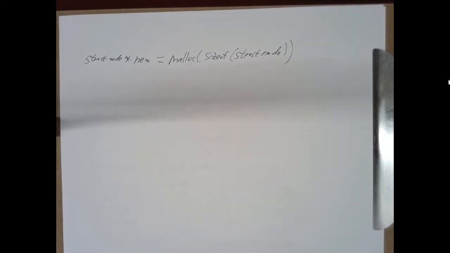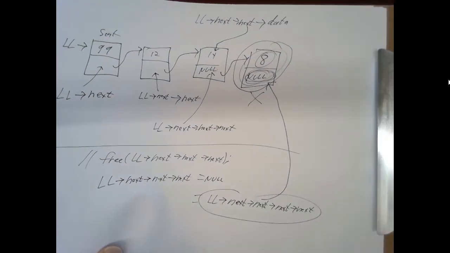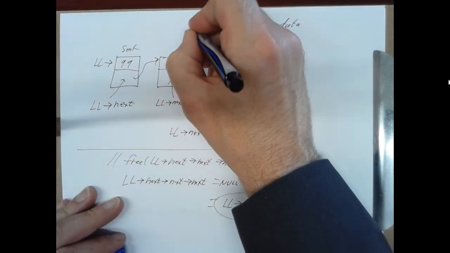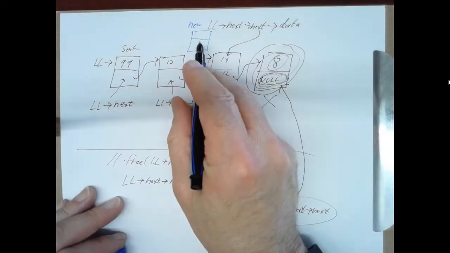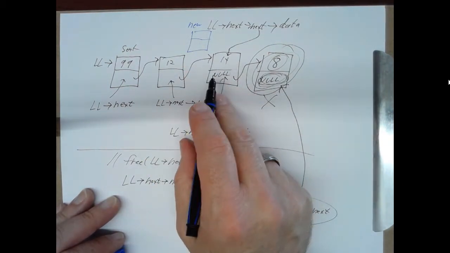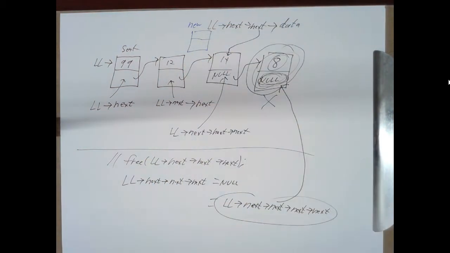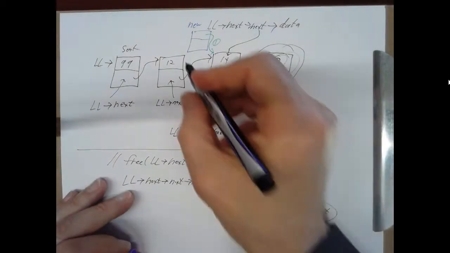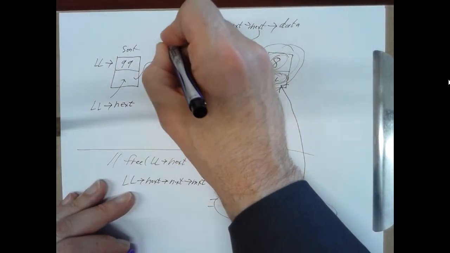And then part D, we want to insert this new node between the 12 and the 14. So come back here. We've got this block new. And we want to sandwich it in between the 12 and the 14. So we want to do 2 things. We want to set new to point where the 12 is pointing. And then we want to change the 12 to point to new.